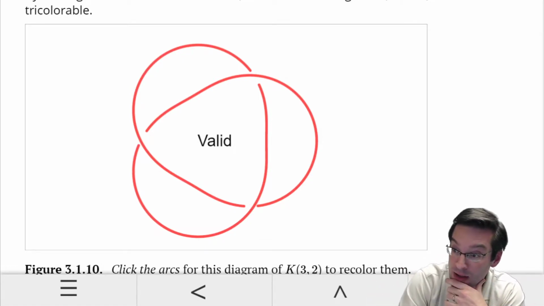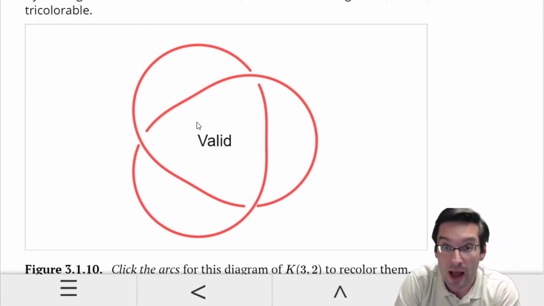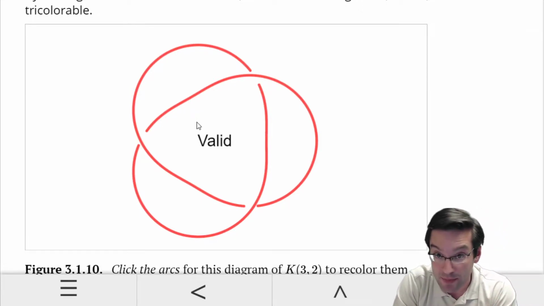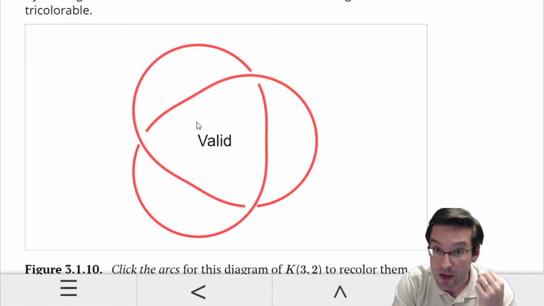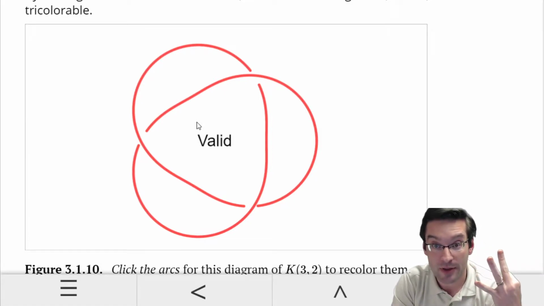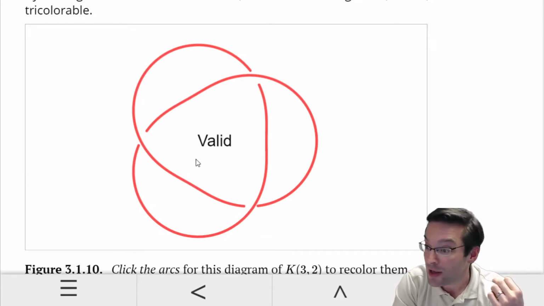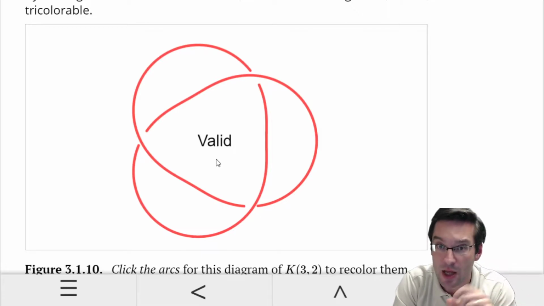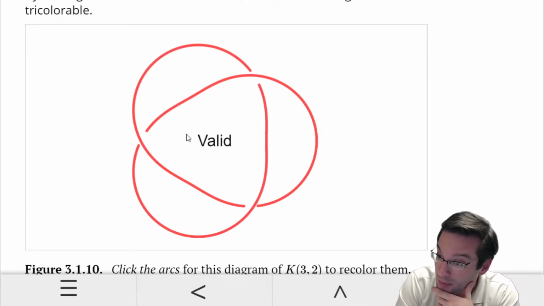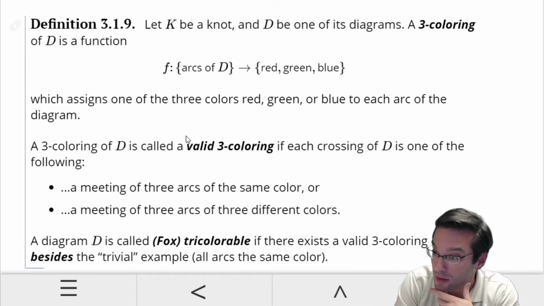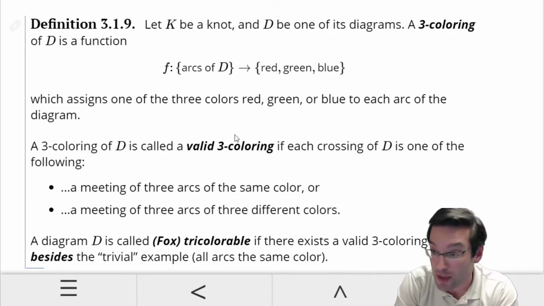The Tri-Coloration Invariant said that whether or not a knot diagram can have its arcs colored by a collection of 3 colors, using at least one of them. So rather than coloring everything all the same color, if I can come up with a way of using at least 2 different colors to color the arcs on a diagram in 3 different colors, then I have a tri-coloration for that diagram.